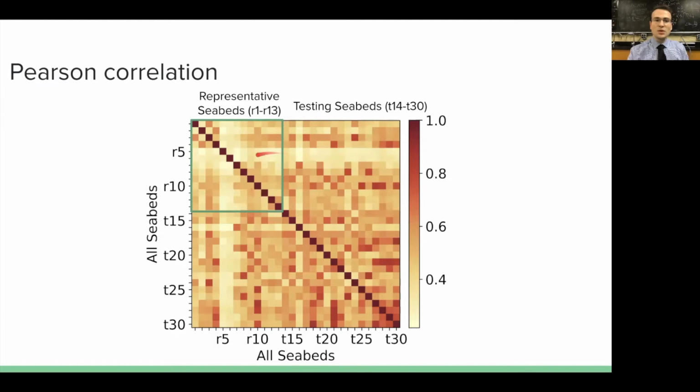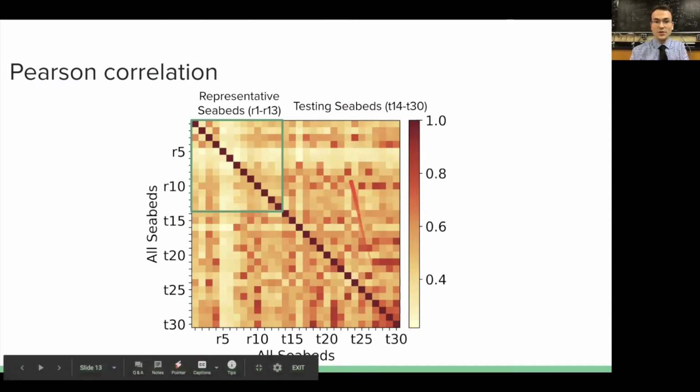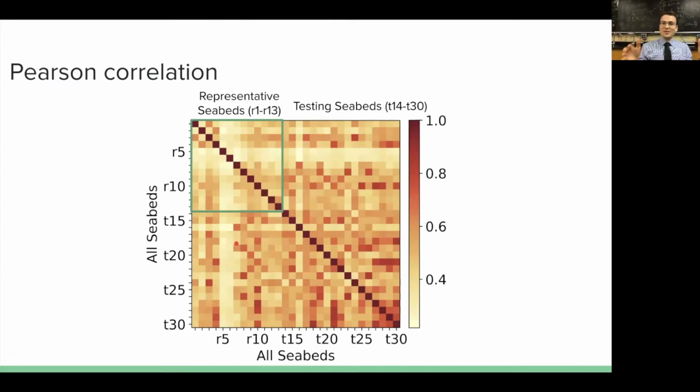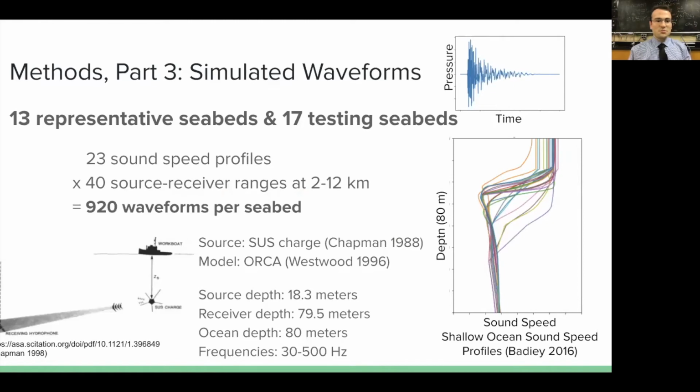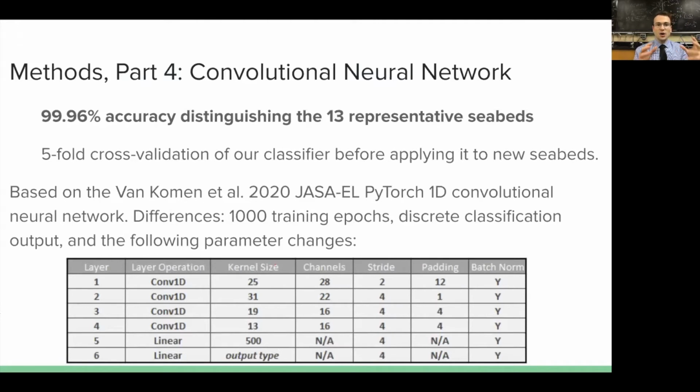So these make up our representative seabed types. And then our testing seabeds are somewhat similar to these seabeds, but none of them perfectly the same as the representative seabeds. And so those will be our testing seabeds. And you can see how similar they are, some of them very similar to each other, but how similar they are to the representative seabeds. So we've chosen our catalog of seabed types and our testing seabeds for these unknown ones. We're going to say this is similar to seabed type 1, seabed type 13. We simulate waveforms, 23 different sound speed profiles of the water, 40 different source-receiver ranges. We have 920 waveforms per seabed simulated according to the ORCA model. And this is what we're going to be training our model to distinguish. So our model is a convolutional neural network model in 1 dimension based on Van Komen et al. 2020. It's the same kind of model, similar, with some specification changes.